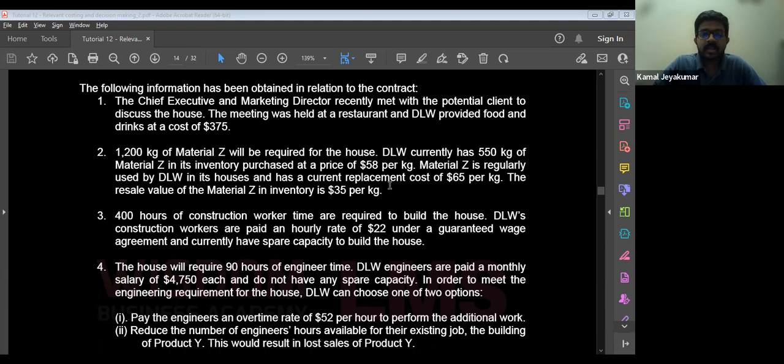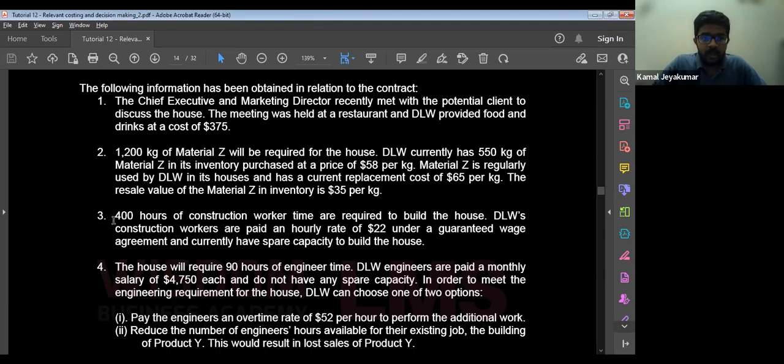Anyone has any questions on that? If anyone has any doubts, didn't understand anything on point number 2, please put in the chat. Please drop a message in the chat if you have not understood anything on point number 2, relevant cost of materials.